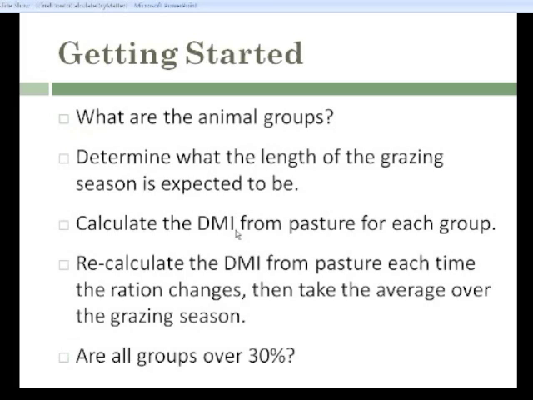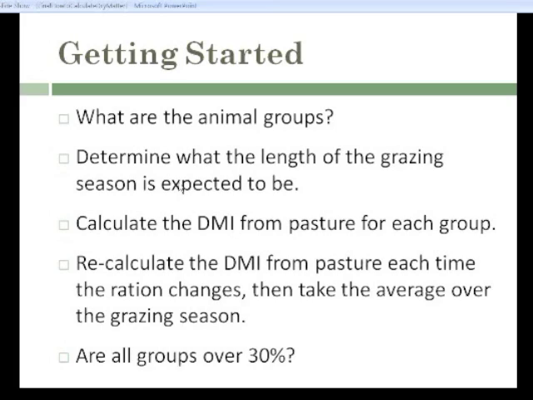So I encourage you to go to the definition section of the rule. Also, there's a good article summarizing all of these new pasture-related definitions on the eOrganic website that you can download. So now, getting started with the steps that we go through to do these dry matter intake calculations.